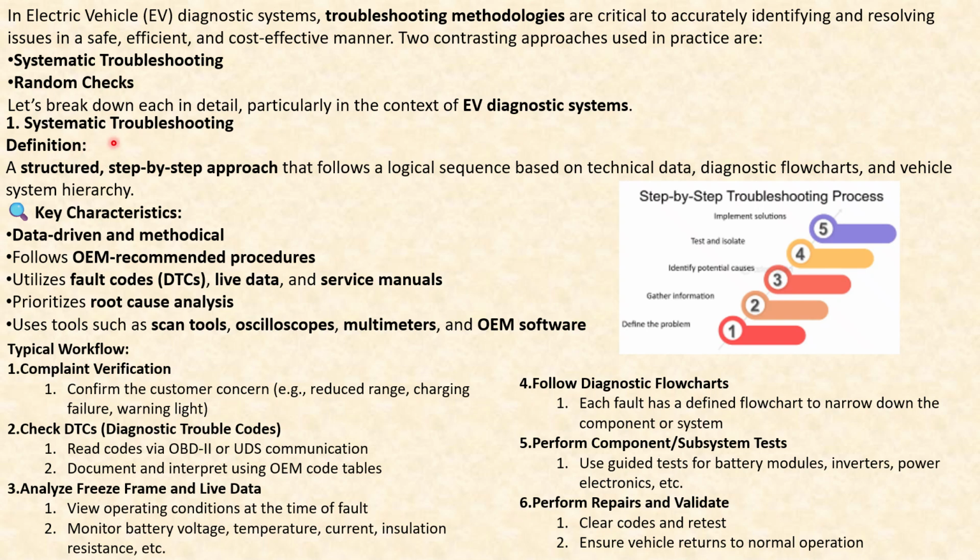The first is systematic troubleshooting, a structured step-by-step approach that follows a logical sequence based on technical data, diagnostic troubleshooting flowcharts, and vehicle system hierarchy. So this is a very structured, step-by-step, methodical approach. And what are the key characteristics? It is driven by data and it is methodical. It also follows the OEM recommended procedure. Usually when you say systematic troubleshooting, this is recommended by the OEM.